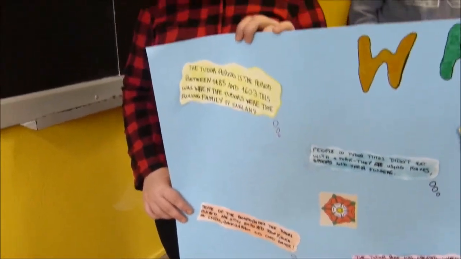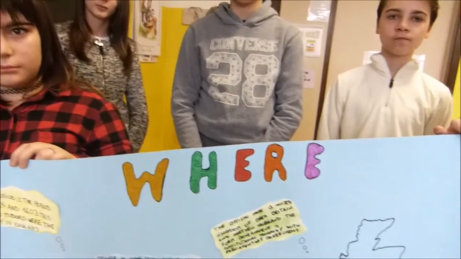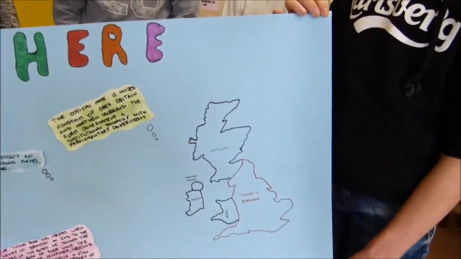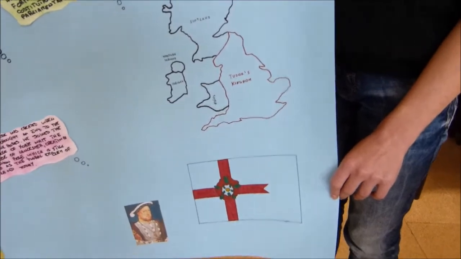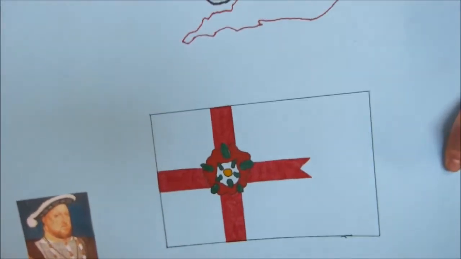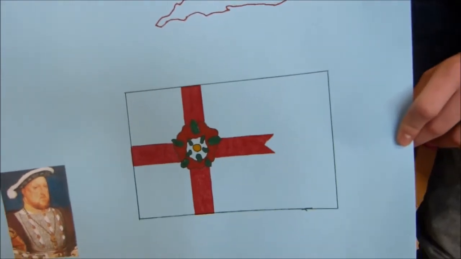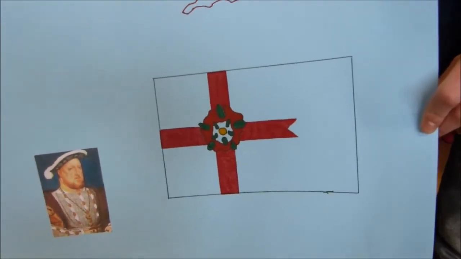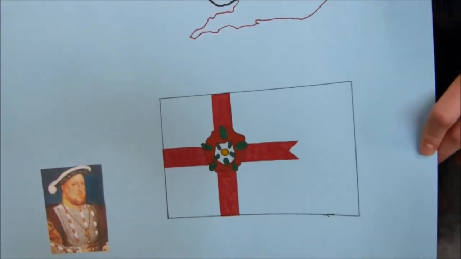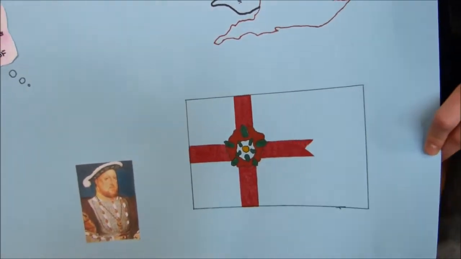So, what did you write here? All your contributions about the geography of the UK. What is this? This is the Tudor flag. Why two roses? The Tudor rose was created when Henry VII put an end to the Wars of the Roses, an ongoing battle between two royal groups, the House of York and the House of Lancaster.